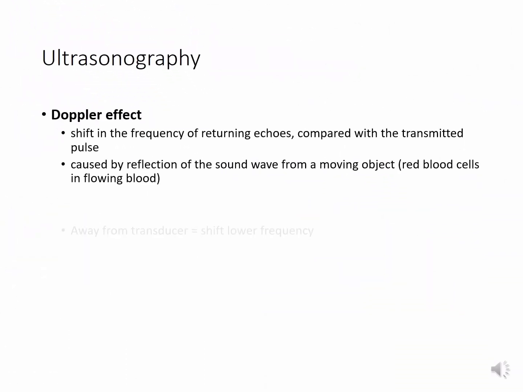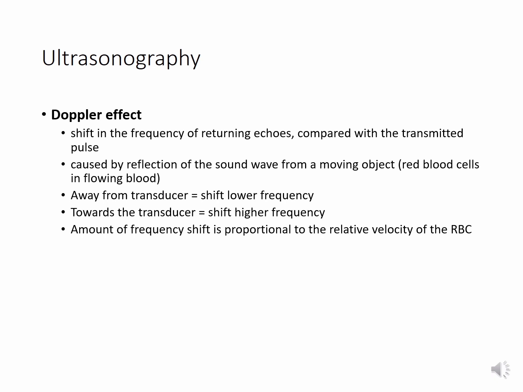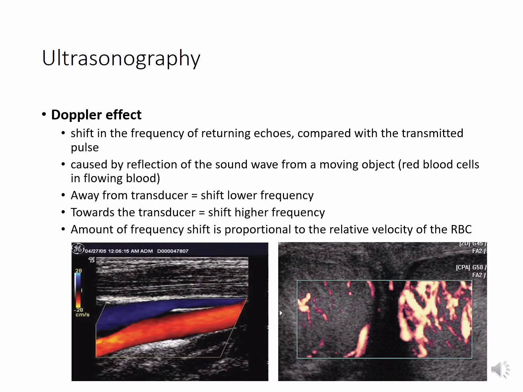So Doppler ultrasound is an important adjunct to real-time grayscale imaging. The Doppler effect is a shift in the frequency of returning echoes compared with the transmitted pulse, caused by reflection of the sound wave from a moving object. In medical imaging, the moving objects of interest are the RBCs in flowing blood. If blood flow is relatively away from the face of the transducer, the echo frequency is shifted lower. If blood flow is relatively toward the face of the transducer, the echo frequency is shifted higher. So the amount of frequency shift is proportional to the relative velocity of the RBCs.